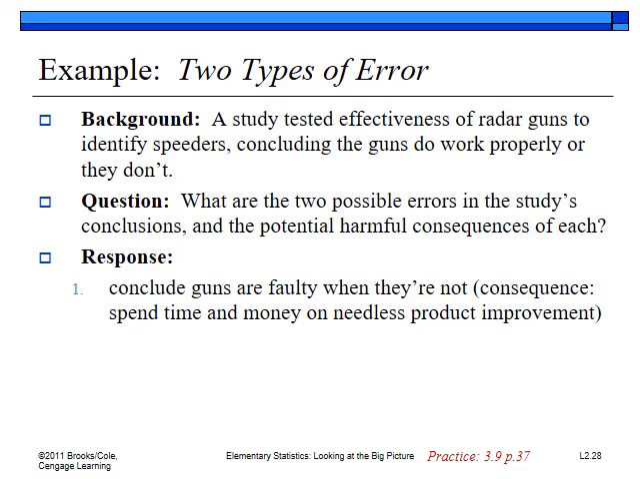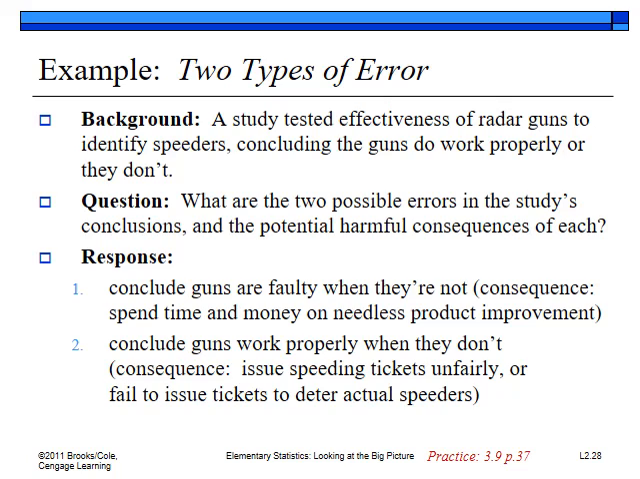The consequence of this would be that the guns might be replaced when they don't need to be, or they might be fixed when they don't need to be fixed. At any rate, money would be spent that didn't need to be spent. A false positive would be concluding that the guns work when actually they don't. The consequence here, I think, is worse. That means that the police force would be issuing speeding tickets to people who don't deserve them, or not issuing speeding tickets to people who do deserve them. I think that latter error is much more dangerous.